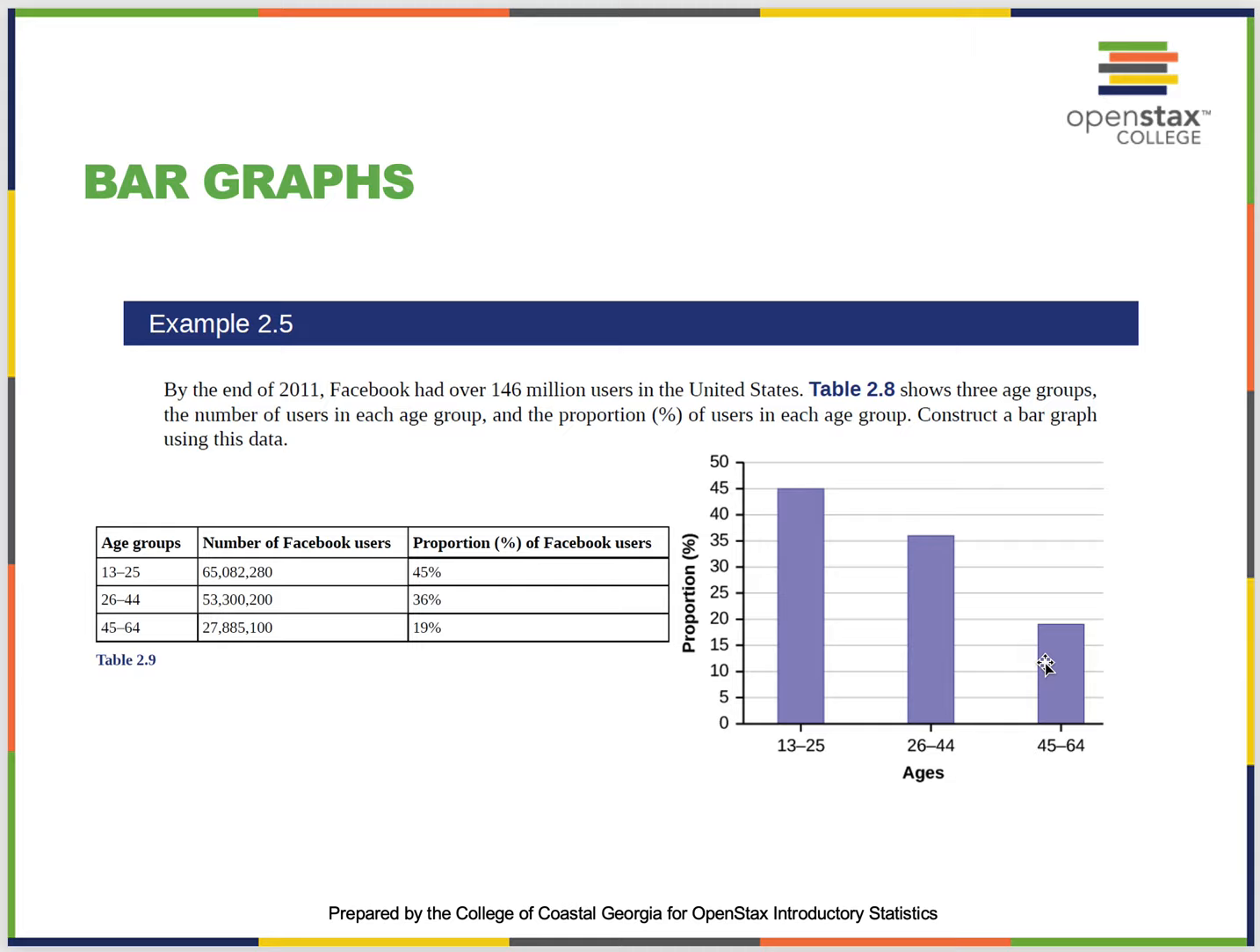Here's another one. By the end of 2011, Facebook had over 146 million users. Here are the three age groups by which they categorized it: 13 to 25, 26 to 44, 45 to 64, and they had this number of users. Or the proportion, which is called the relative frequency, you could graph that. So 45% of the users are under 25. 26 to 44, we had 36. And 45 to 64, we had 19% of the users.